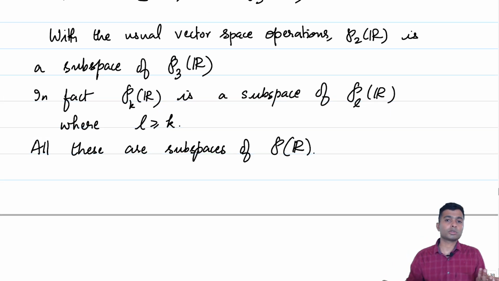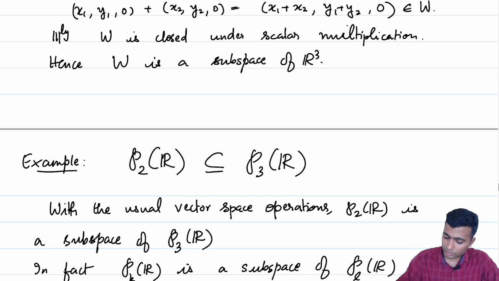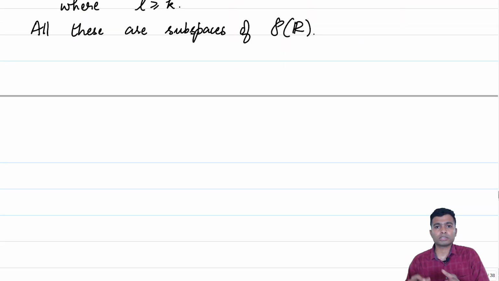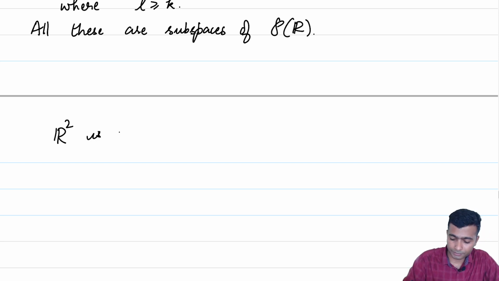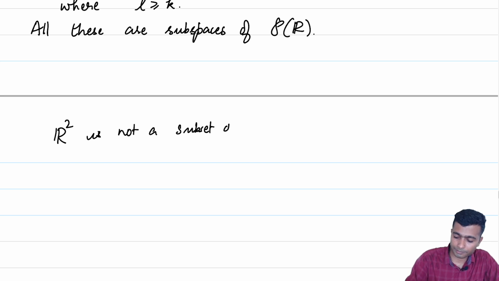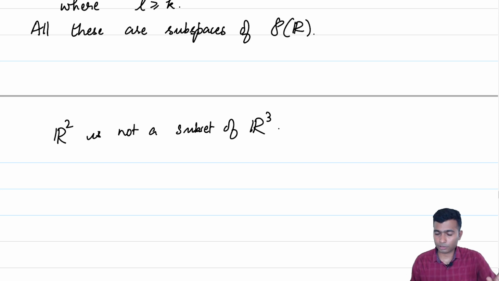P2 of R turns out to be just a subspace of P3 of R, right. Oh, an important thing to note is that we cannot realize R2 as a subspace of R3. R2 is not even a subset of R3. It is not hence a subspace of R3.